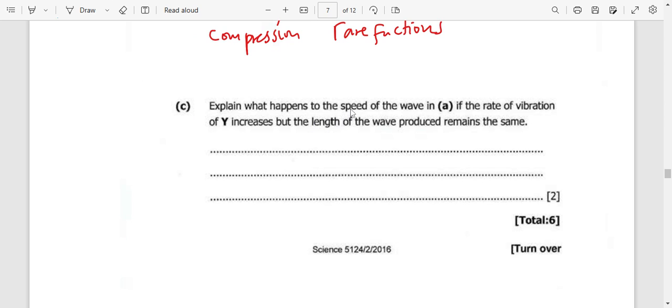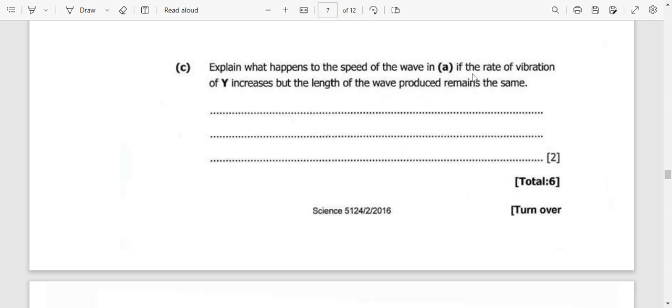Explain what happens to the speed of the wave in A if the rate of vibration of Y increases but the length of the wave produced remains the same. So what is going to happen to the speed of the wave if the rate of vibration of Y increases, like the vibrations are much faster, but the length of the wave produced remains the same? What is going to happen?